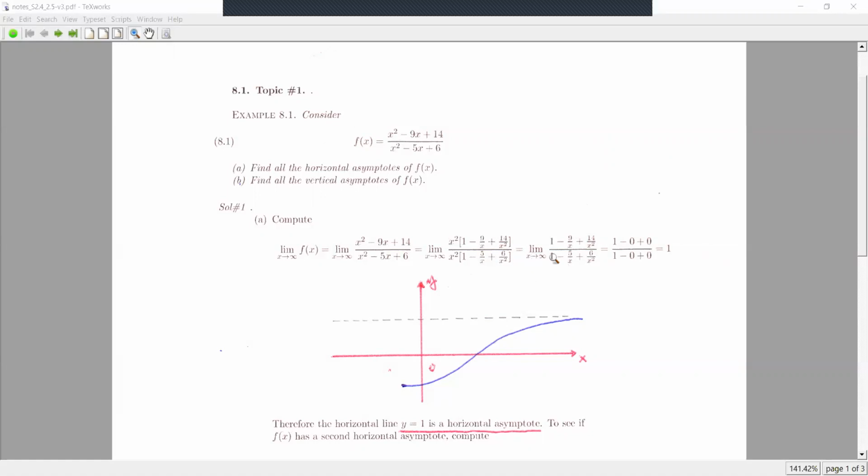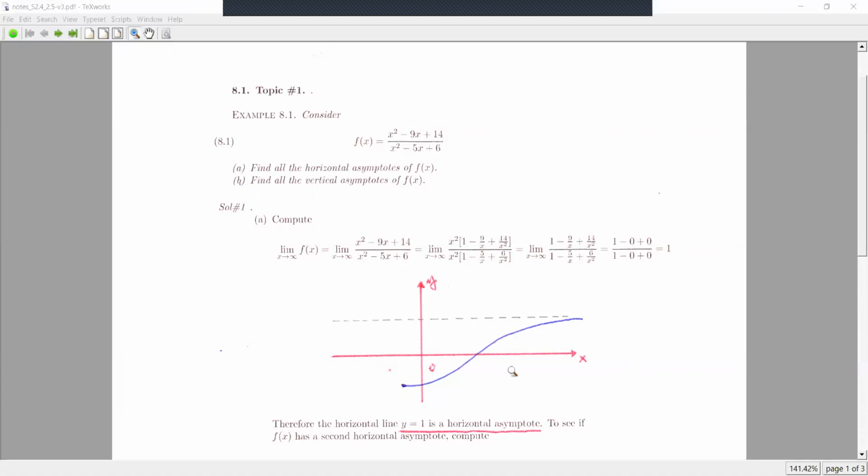As x approaches infinity, 9 divided by x should approach 0. And also this quotient approaches 0. 5 over x should approach 0. 6 over x squared approaches 0. So this whole function, when x approaches infinity, will approach this number. This number is 1. Therefore, as x approaches infinity, function approaches 1.